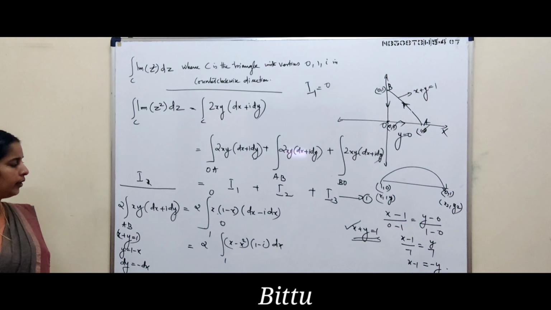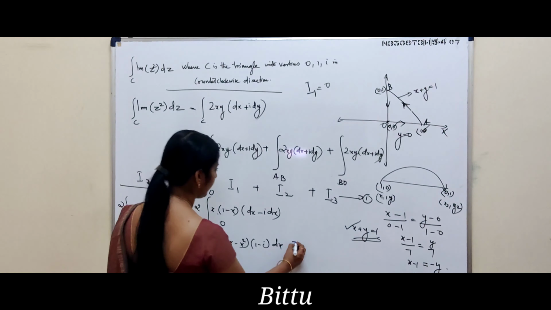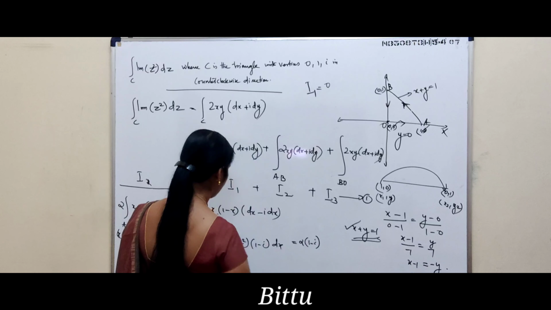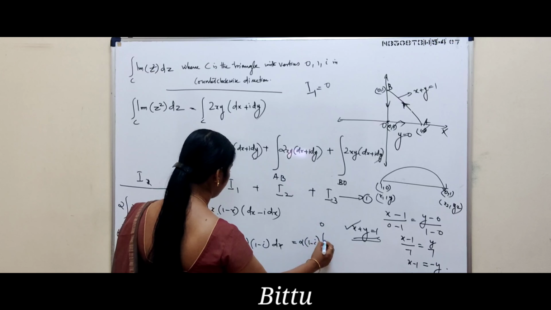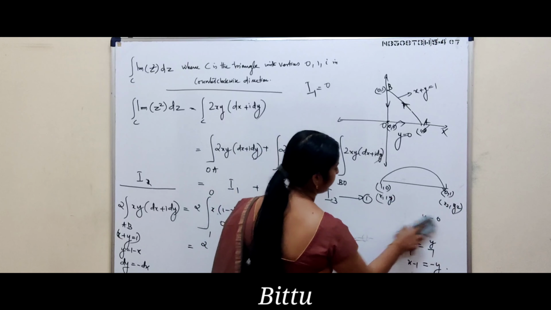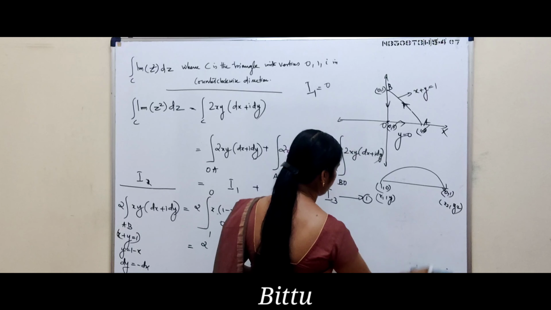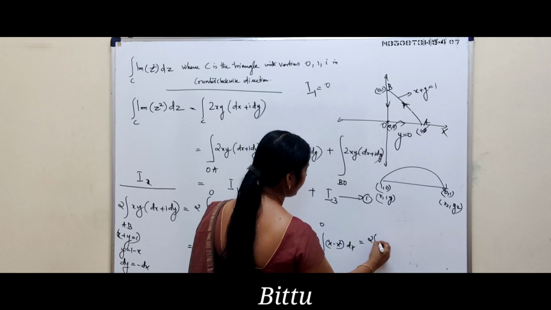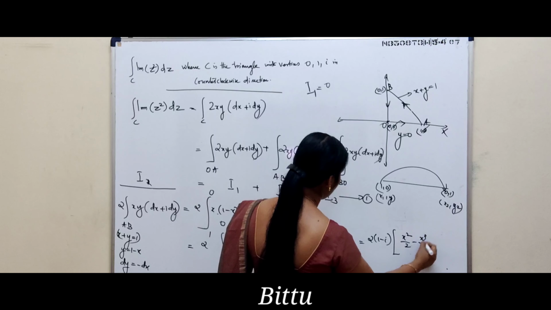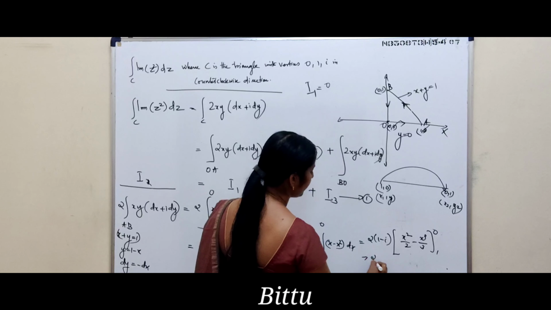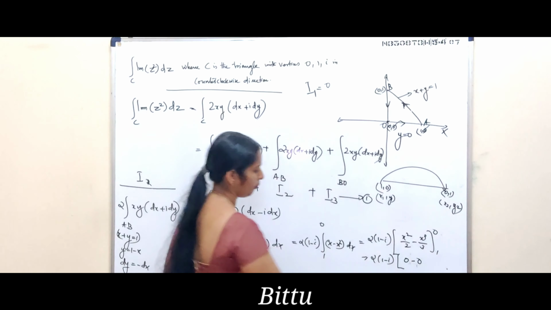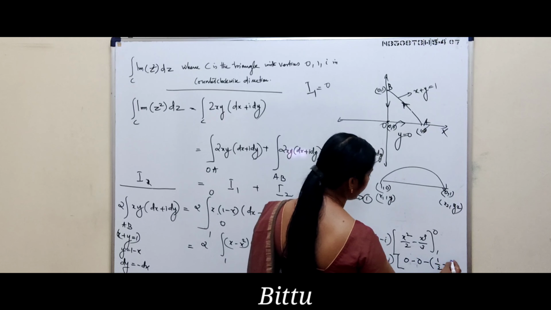See here, 1 minus i is a constant. You take it outside. 2 into (1 minus i), the integral from 1 to 0 of (x minus x square) dx. That is 2 into (1 minus i) into [x square by 2 minus x cube by 3] from 1 to 0. You put x equal to 0. Both upper limit terms are 0. Minus lower limit, 1 by 2 minus 1 by 3.